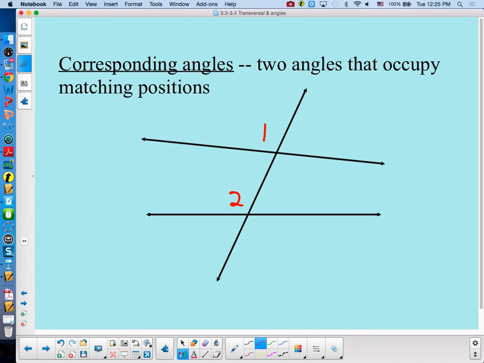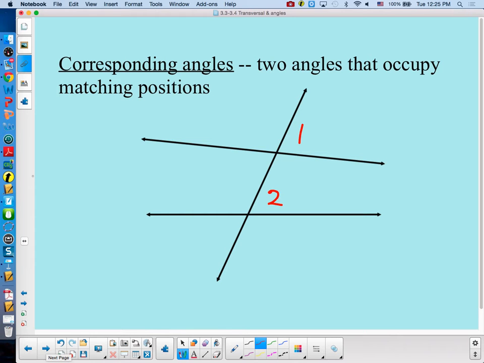Probably be good to draw the picture and put some numbers on there. So 1 and 2 would be corresponding. There's actually 4 sets of corresponding angles. So that would be one pair. Another pair would be the upper right. That would be a second pair.